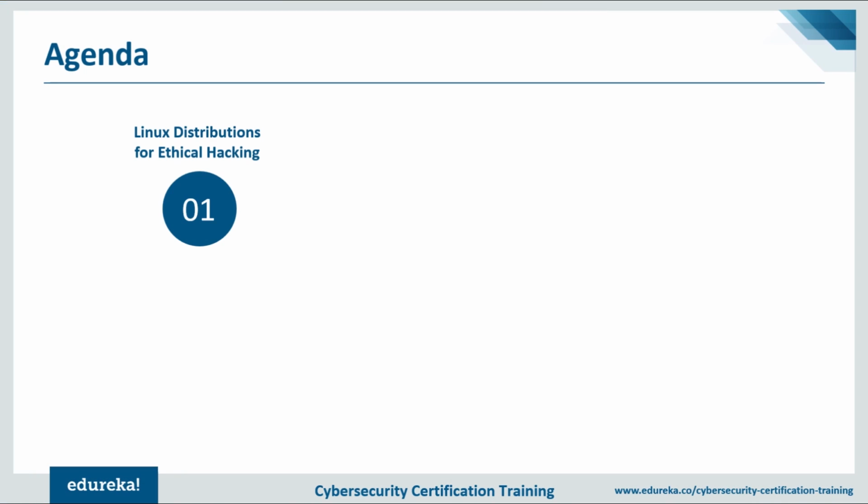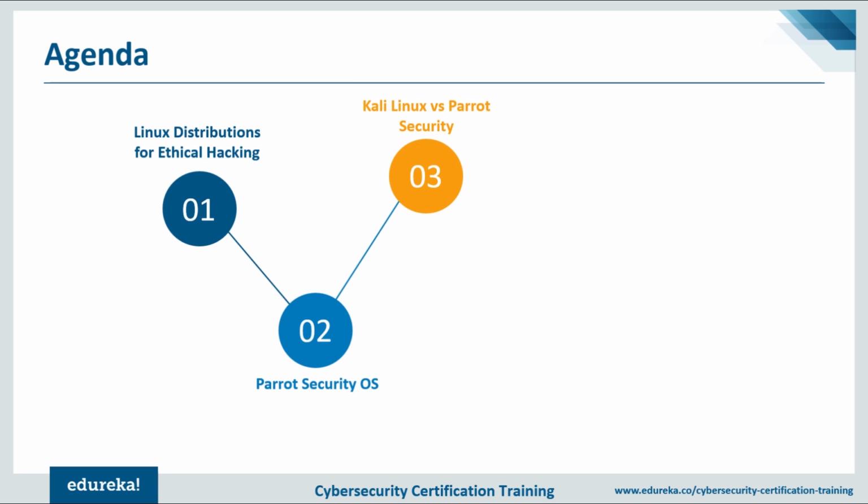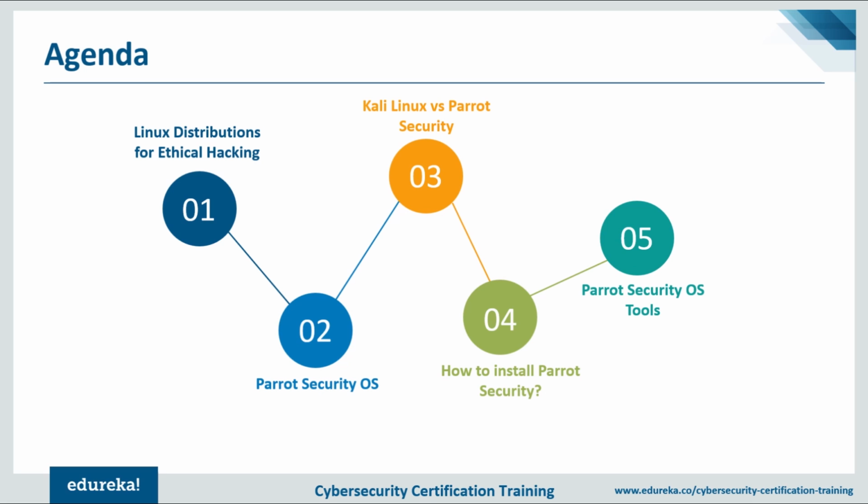So let's quickly go through today's agenda first. We will begin by discussing how Linux distributions are suitable for ethical hacking and different types of Linux distros that are available for ethical hacking and penetration testing. Then we will begin with today's topic, which is Parrot Security OS. We will discuss its features, its history, and whether or not Parrot Security OS is suitable for you. Moving on, we will see how Parrot Security OS is different from Kali Linux. And then I'll show you how to install Parrot Security OS using VMware software. And finally, we'll end this session by taking a look at a few popular Parrot Security OS tools. So I hope the agenda was clear to you guys.